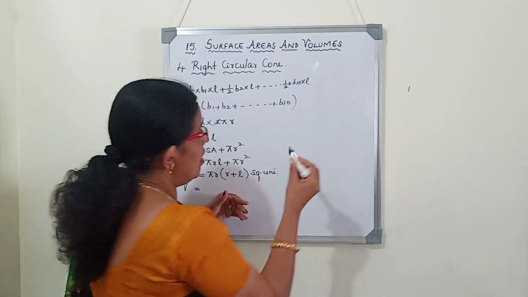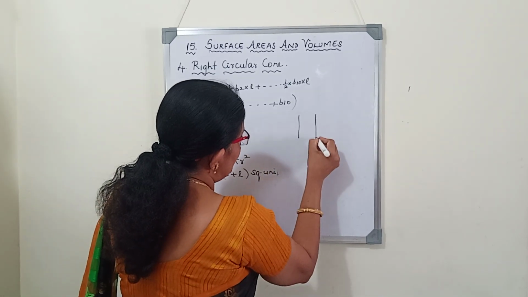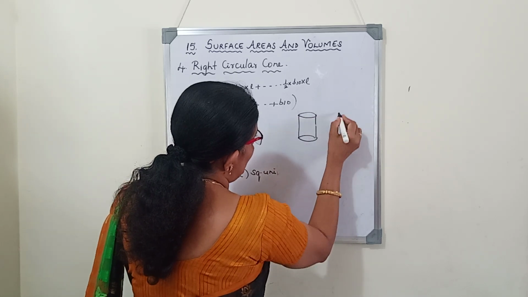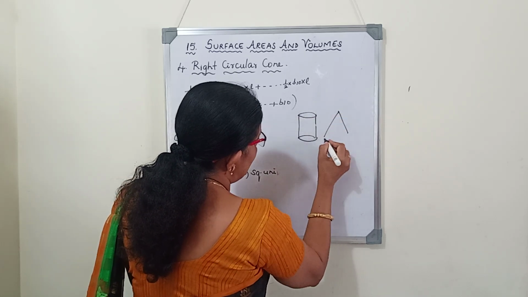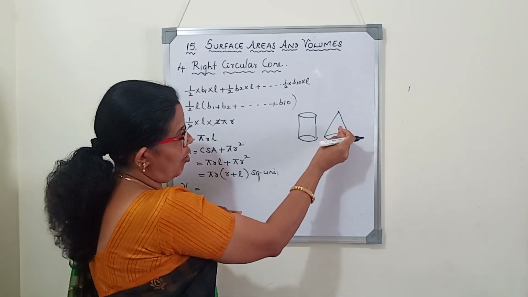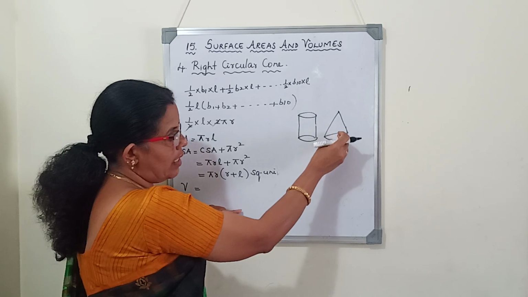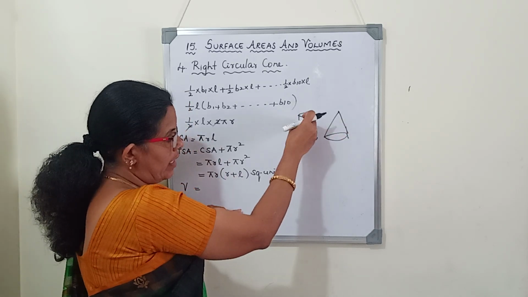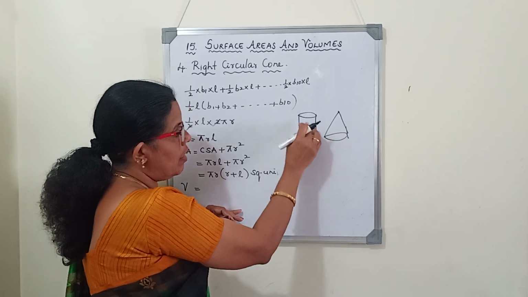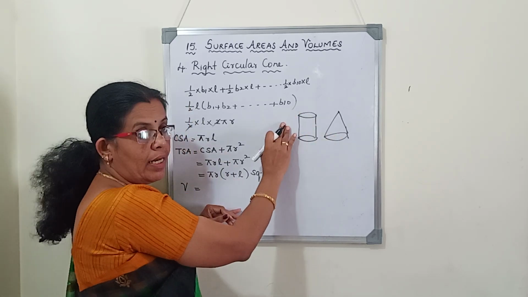So consider one cylinder and a cone having the same height and the same base area. Now we have to fill this cone. Suppose we are taking sand in this cone and filling it into the cylinder. We have to fill the cone 3 times, and only then will the cylinder be completely filled.